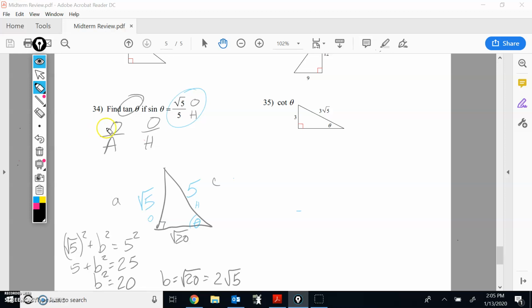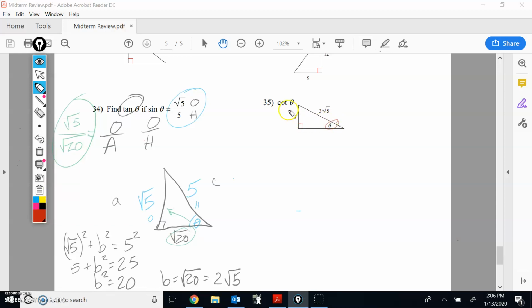So the tangent is opposite over adjacent. The opposite is the square root of 5. And the adjacent is right here, which was the square root of 20. Again, you could rationalize and simplify it, but that is an acceptable answer. Let's go on to the last question.